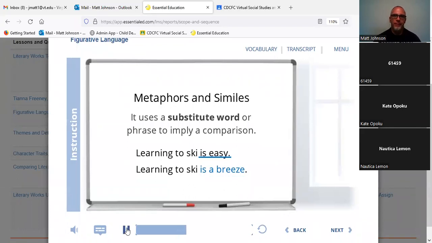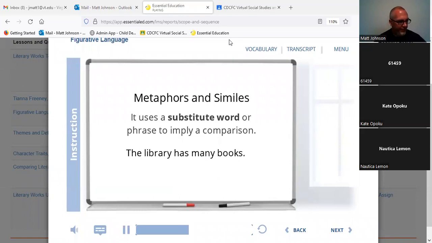Now suppose I said the library has many books. That's a literal statement, not a metaphor. With this sentence, I'd be saying that the library has a lot of books. But let's say maybe this library has so many books that you can't even walk down an aisle. The word many just wouldn't be enough, right? I would need a metaphor to explain just how many books this library has.